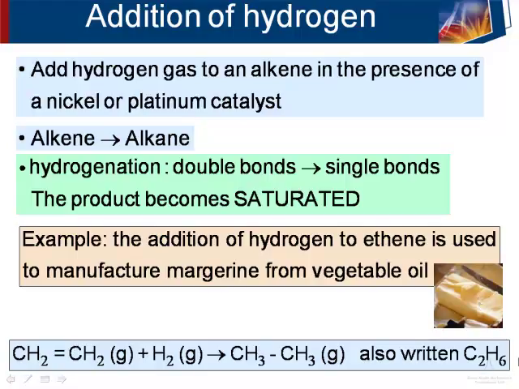Here we see the molecular formula written for this compound, C2H6, which is ethane. This is the alkane and this is the alkene. So the addition of hydrogen, the hydrogenation process, has converted the alkene to an alkane.